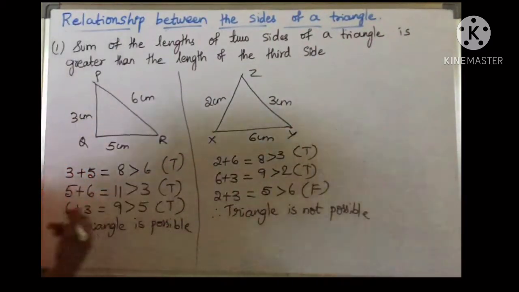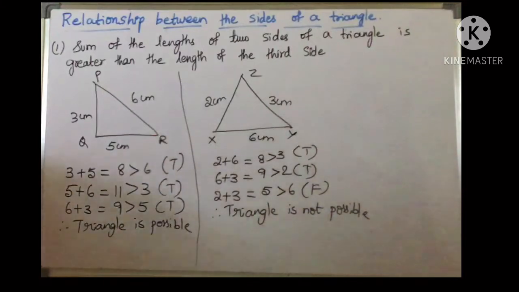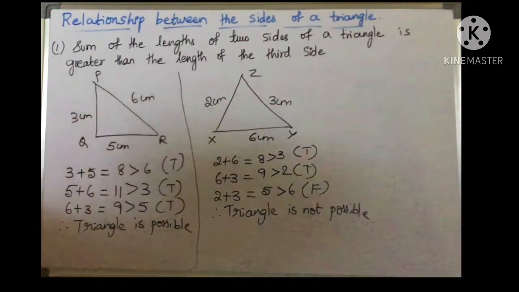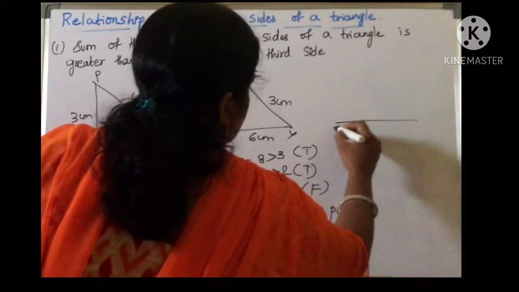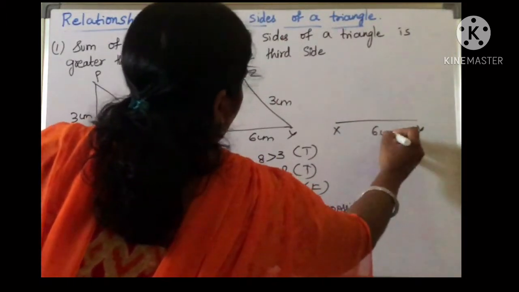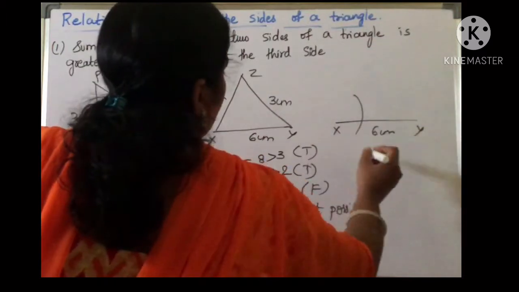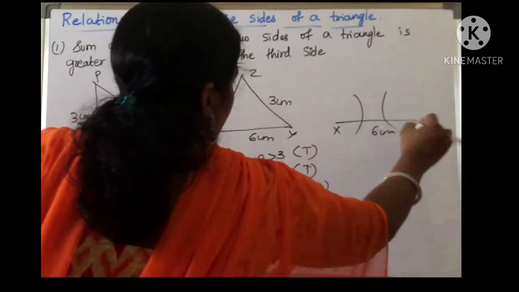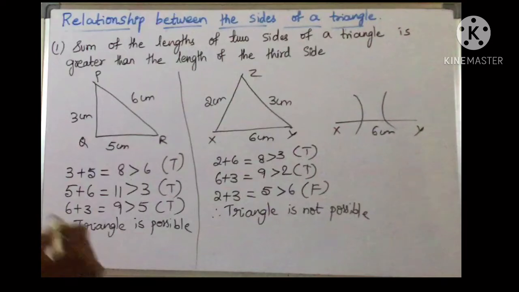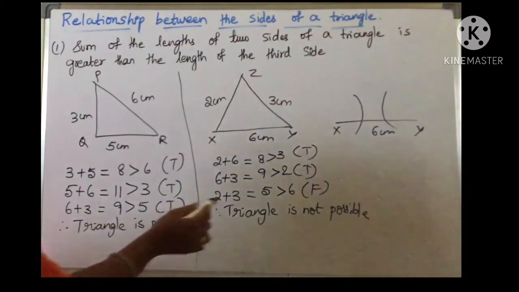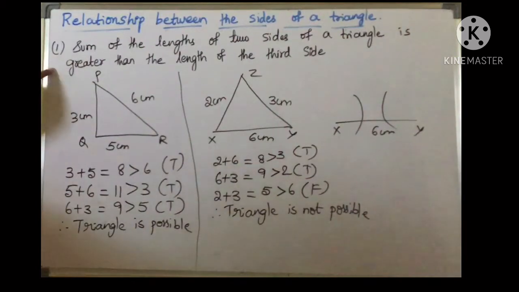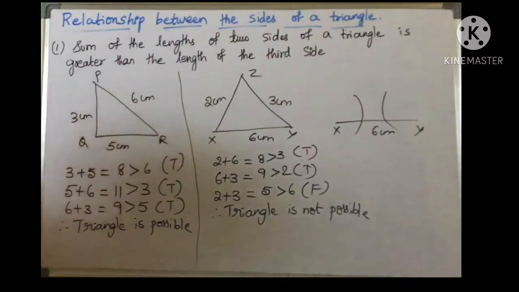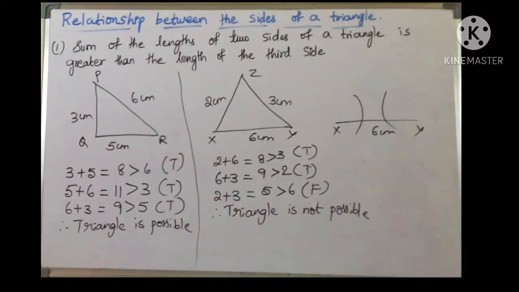So you are going to learn construction of triangles in 9th chapter, children. When you construct also, when you draw 6 centimeters, xy, from 2 centimeters the arc will come here, 3 centimeters the arc will come here. Means triangle we cannot construct because here 5 is not greater than 6. So important property is sum of the lengths of any two sides of a triangle is greater than the length of third side.